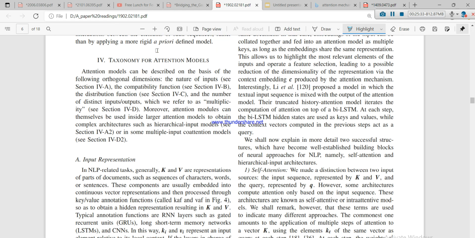Fourth is the taxonomy for attention models. In the abstract they have said that the taxonomy is based on four dimensions. So these are the four dimensions. First, input representation, then the compatibility function, and the distribution function, and the number of distinct inputs and outputs. So first is input representation.